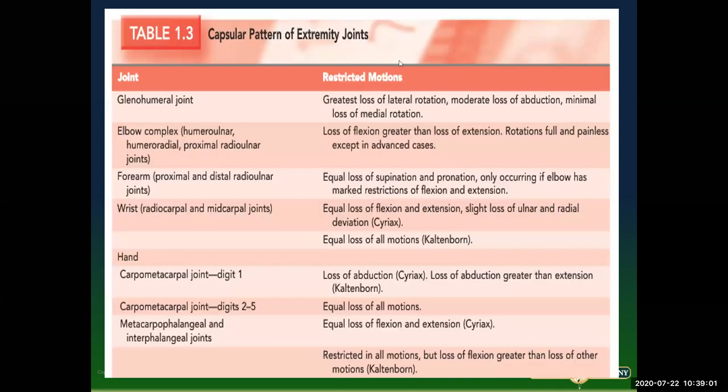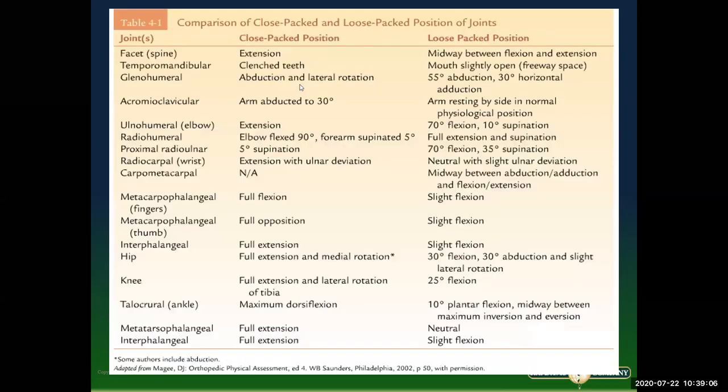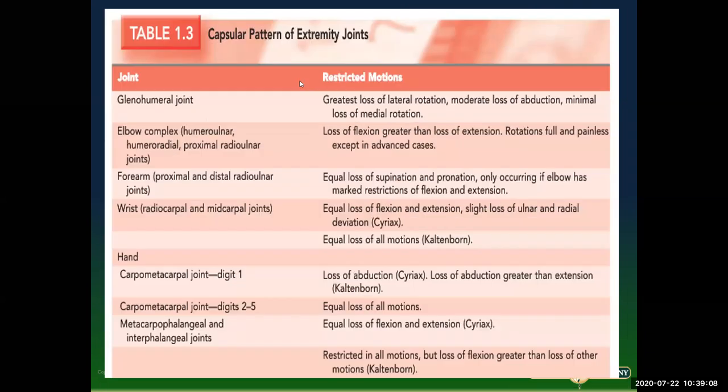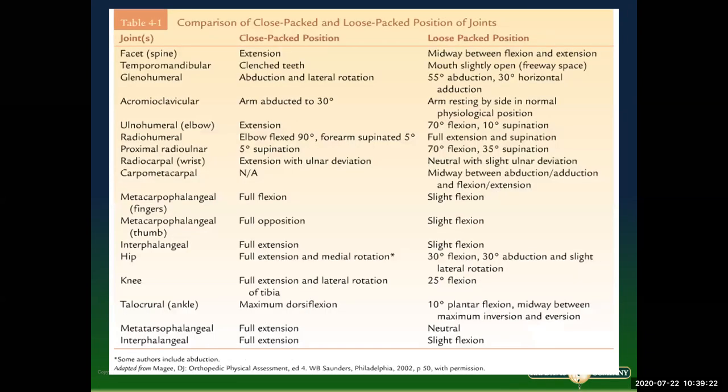So this is looking at the capsular patterns of the joints. I think I put together a two-slide here, and what I did was pull these right out of your book. These may be some good slides to print off on your own and put into your clinical binder, because this will give you the capsular pattern of most of the joints in the body. It's also going to give you the open and closed pack position of most of the joints in your body.